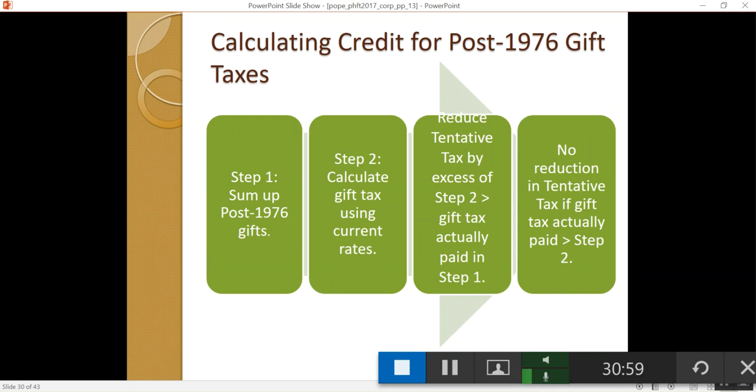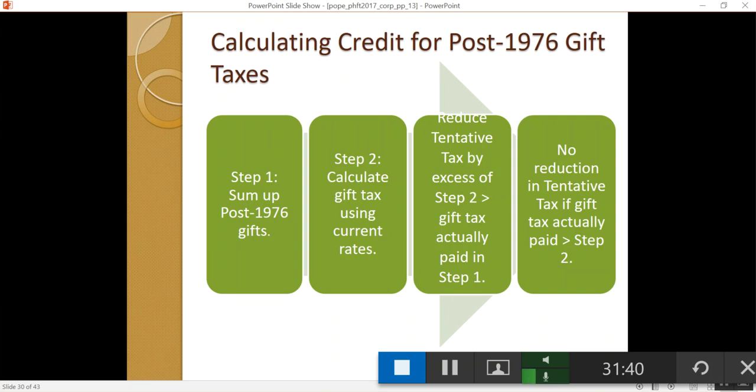So in order to calculate the credit for post-1976 gift taxes, there are some steps, and this is covered in your book. We'll cover it here quickly in the slides, but basically you sum up all of your post-1976 gifts. Then you calculate the gift tax using the current rates. And then you reduce your tentative tax by the excess of the amount of gift tax that you calculated, or the gift tax actually paid in step one.